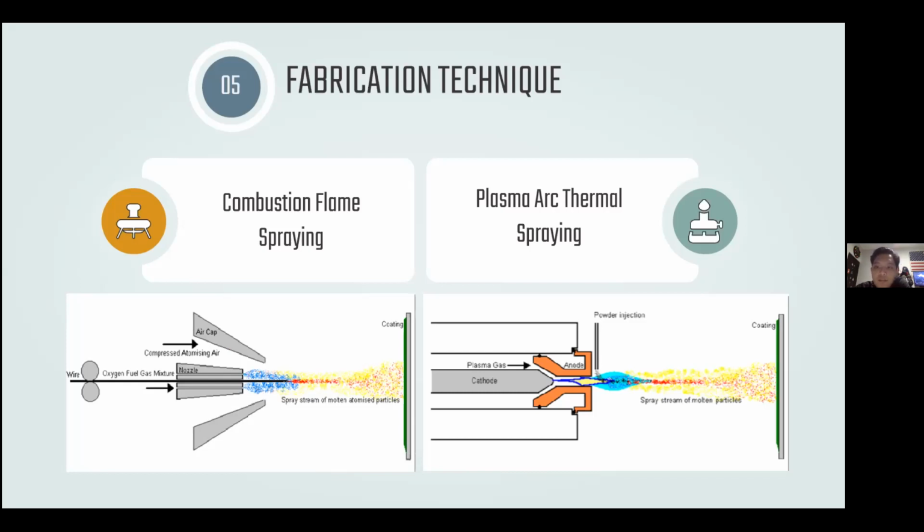And each method has its own advantages and disadvantages, and some are specifically suited for a certain coating. For the first two that I'm going to explain are the combustion flame spraying and the plasma arc thermal spraying. The first one is combustion flame spraying.